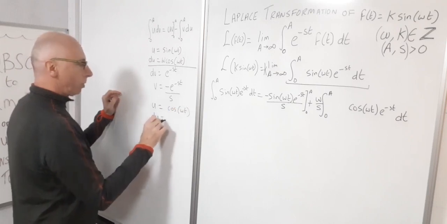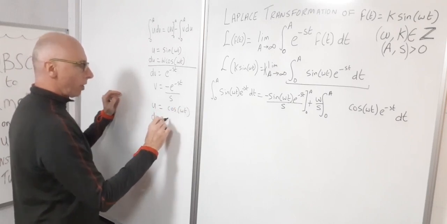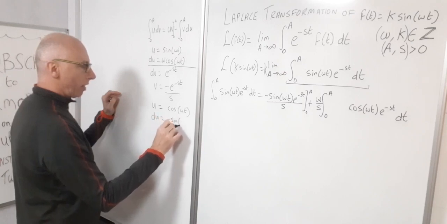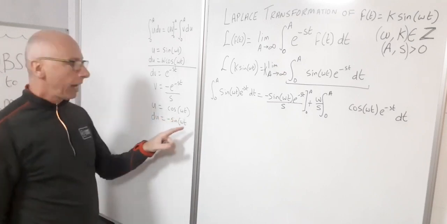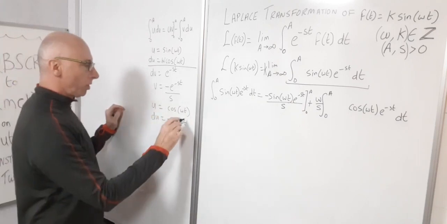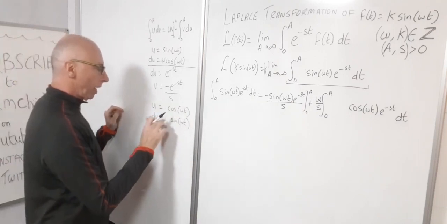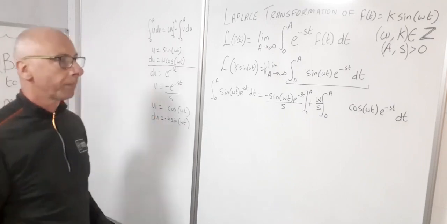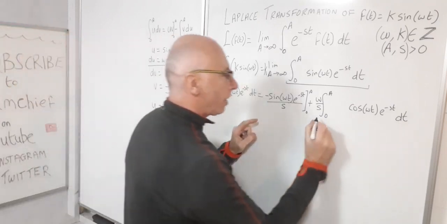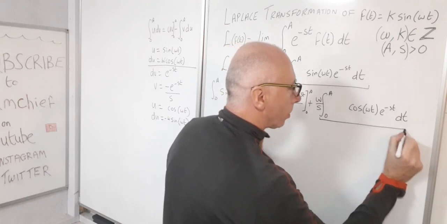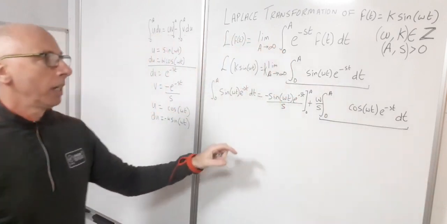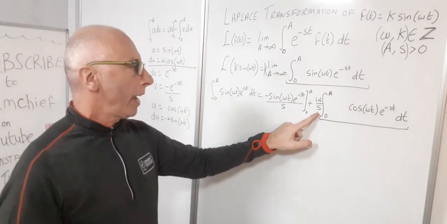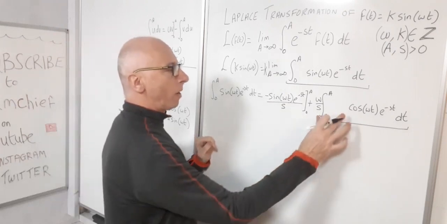My du will be, differentiate this one, I'll get negative sine wt, and don't forget the chain rule, multiply by w. So now I'm going to put this here as minus w sine wt. So now I've got this, so now I just need to do integration by parts on this one and then multiply the whole thing by s. So let's do the setup on that.